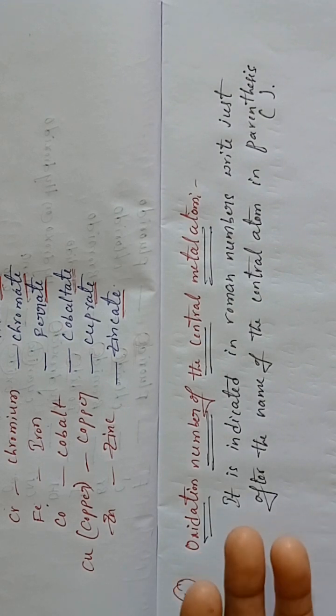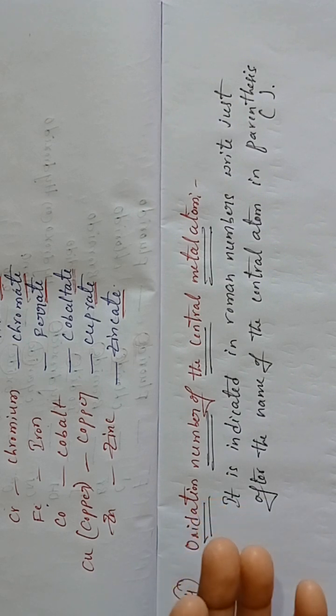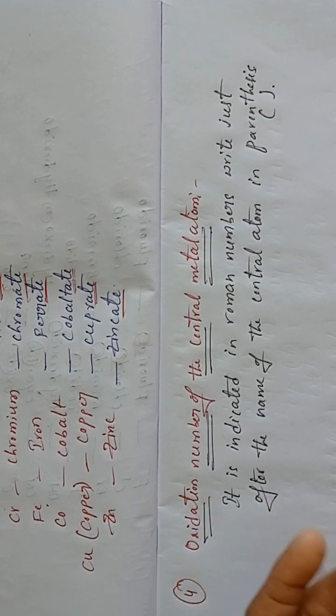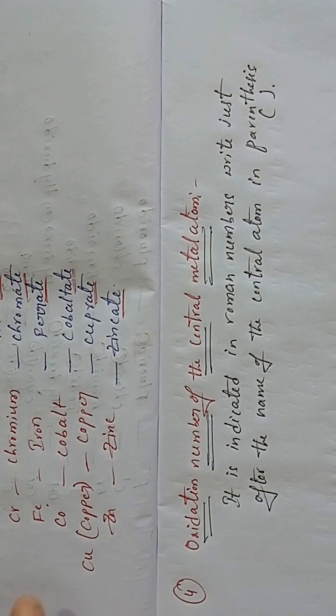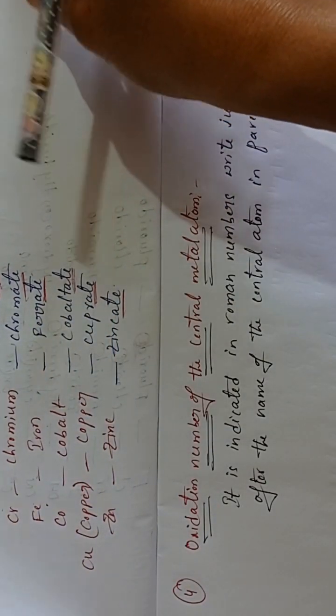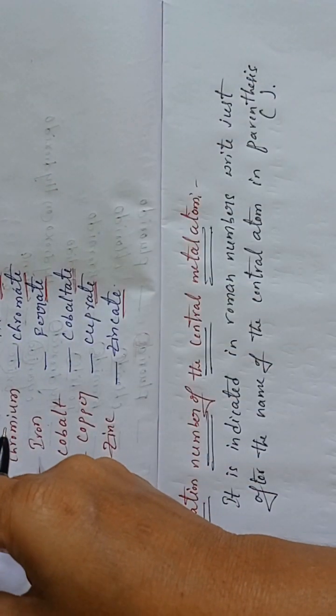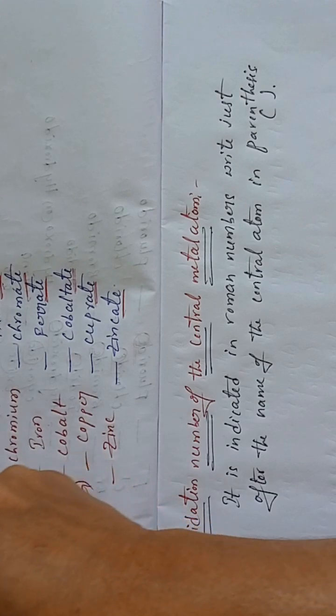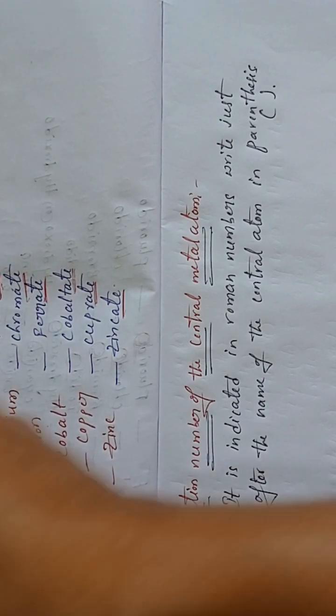And one more is in case of ambidentate ligands. Ambidentate ligands have two donor atoms, more than one donor atom. Then the donor atom is indicated just after the name of the metal; that I will discuss in the example, students. So these are the rules you have to follow. Then you can easily answer any name of a coordination compound, students.